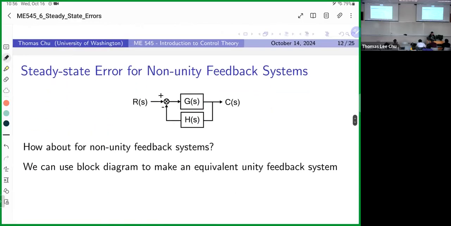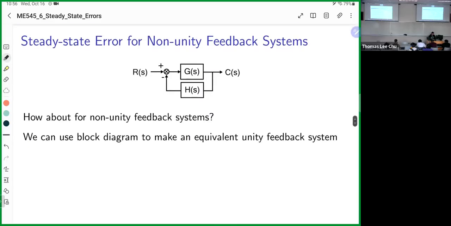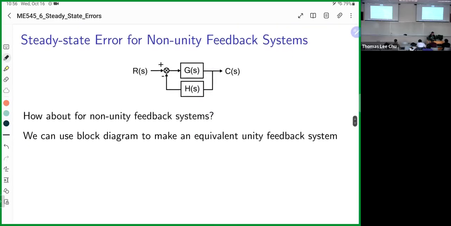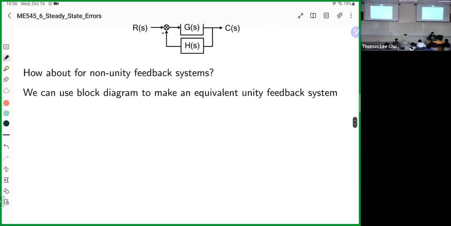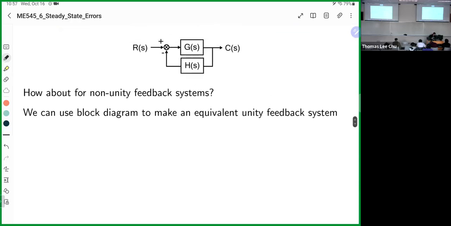Okay, well, what happens when you have non-unity feedback systems? Well, we can actually just use the same exact equations from earlier and derive the error, but the textbook has a little bit of a convoluted way of finding it. I don't know why they couldn't have a second set of equations in terms of H, but this is what they did instead.